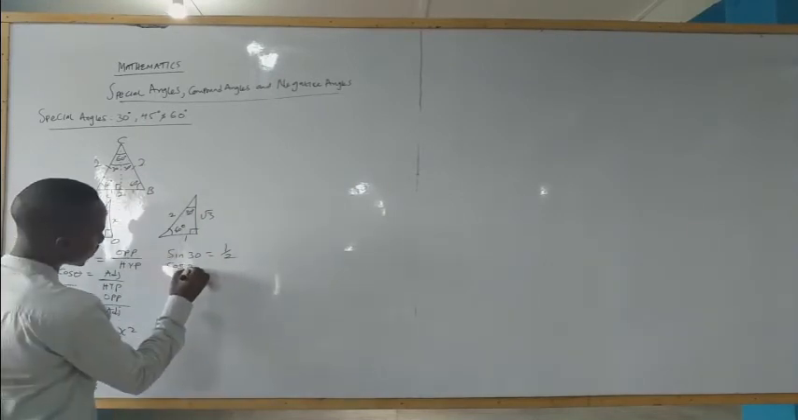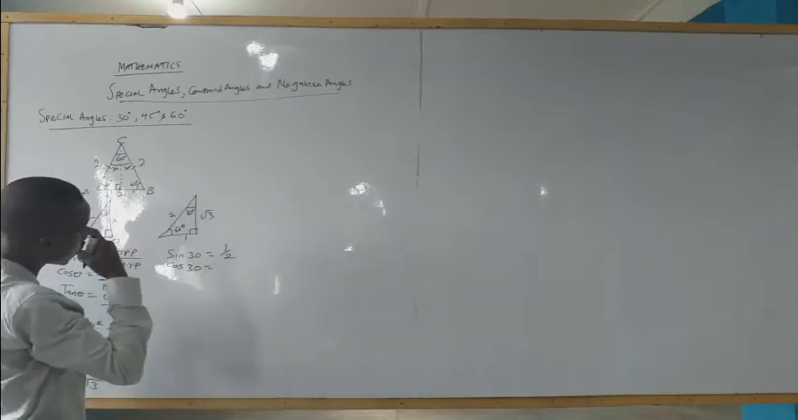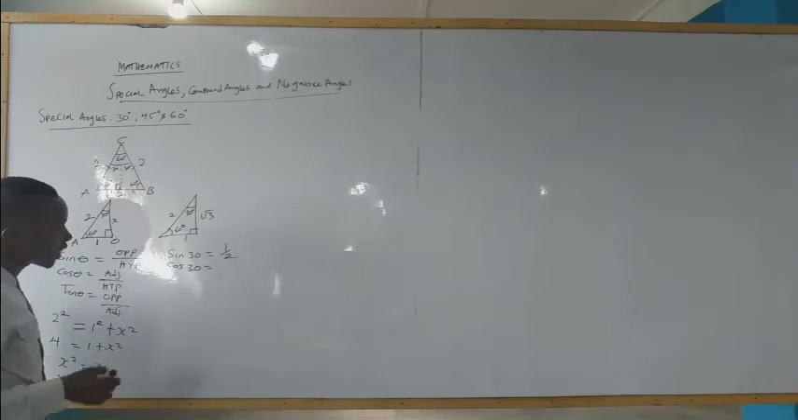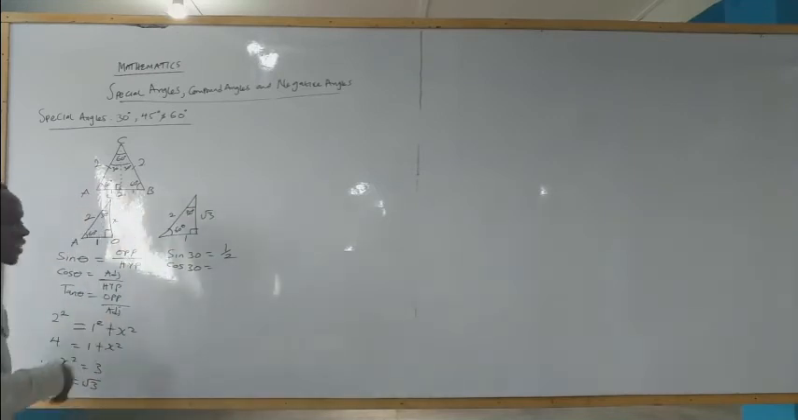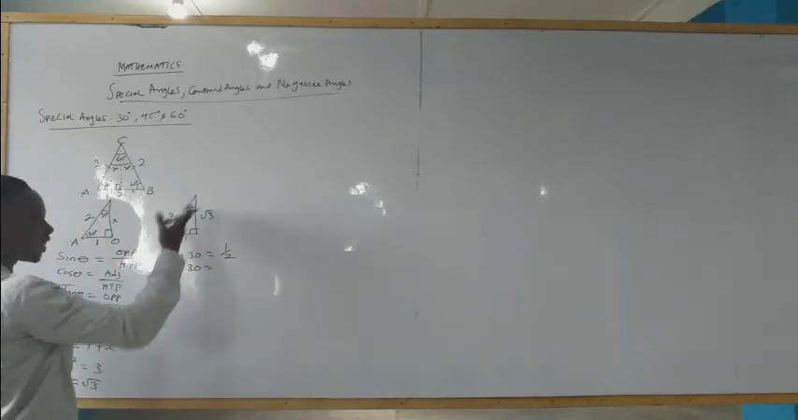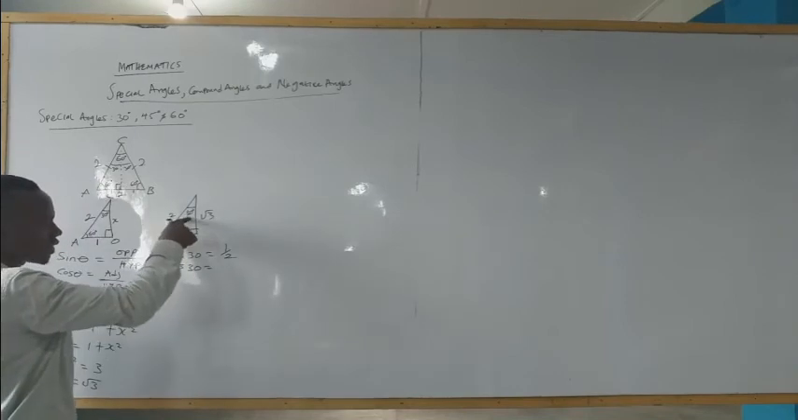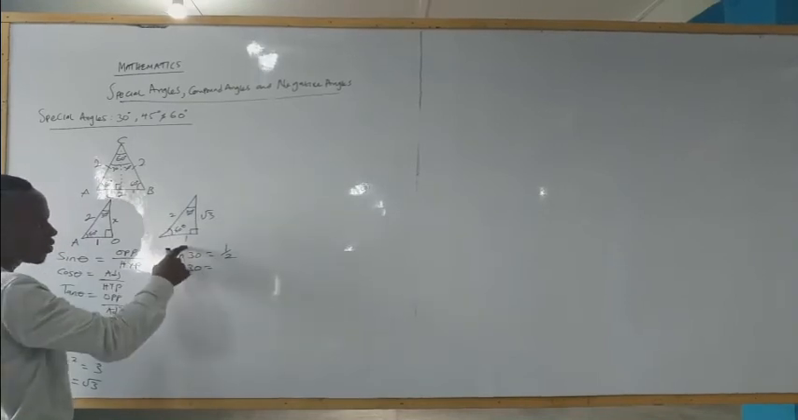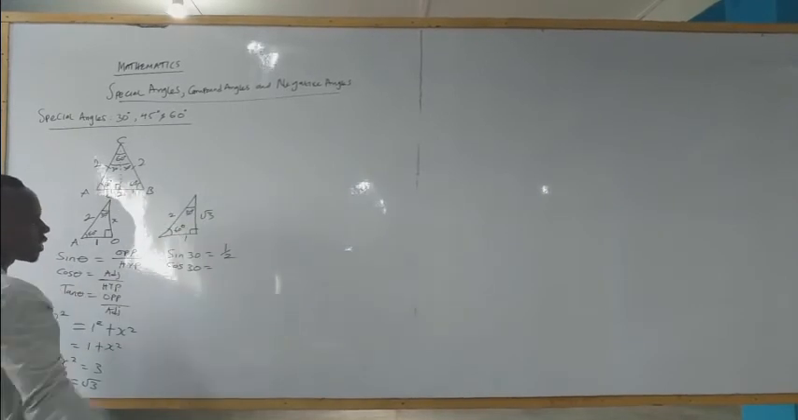Cos 30. Cos 30 is equal to what? Adjacent over hypotenuse. The adjacent side is the third side. The opposite side is the side facing an angle, while the hypotenuse is the largest side of the right-angle triangle. So we are looking at angle 30. The opposite side is 1. The hypotenuse side is what? 2. While the adjacent side is what?